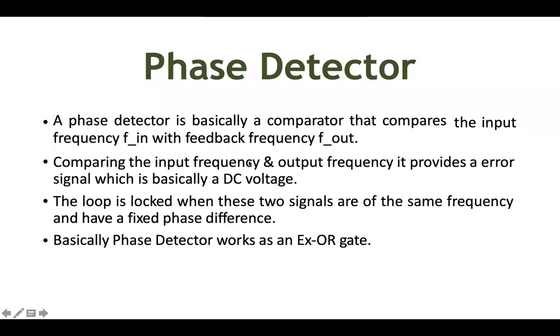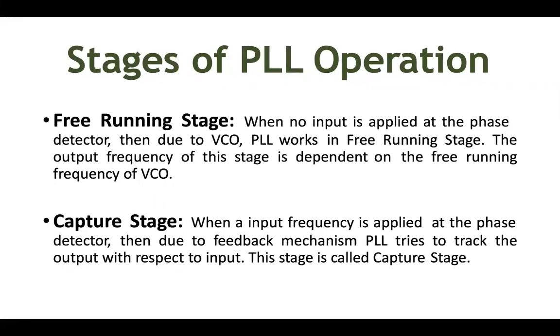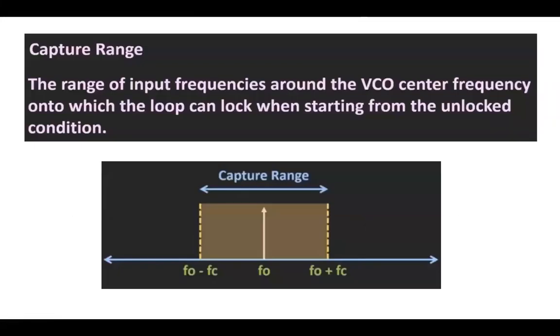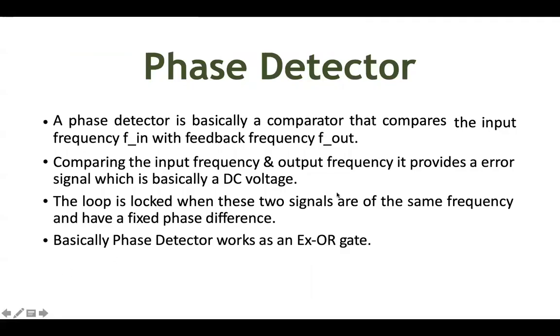So comparing the input frequency and output frequency, it provides an error signal. That is what you see here in the block diagram, the error amplifier. So the errors are amplified and then a feedback is sent to rectify.